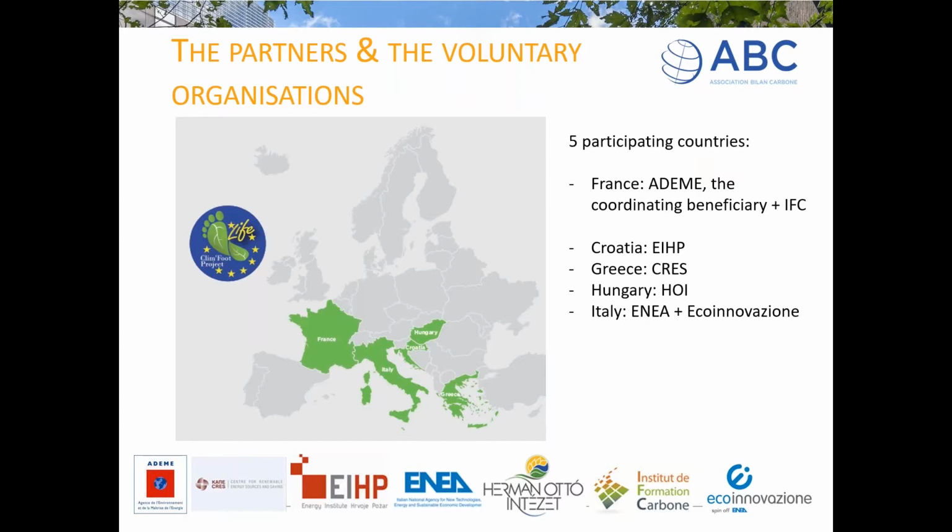In Hungary, we had the HOI, the Herman Ottó Institute, which is a non-profit organization that provides professional assistance and services to the Ministry of Agriculture in Hungary and supports knowledge-based governance in the field of environmental protection. And in Italy, we had two organizations. The first one was ENEA, which is a public research organization that provides consultancy services for enterprises, public authorities, and the central government in the field of new technology, energy, and sustainable environment.